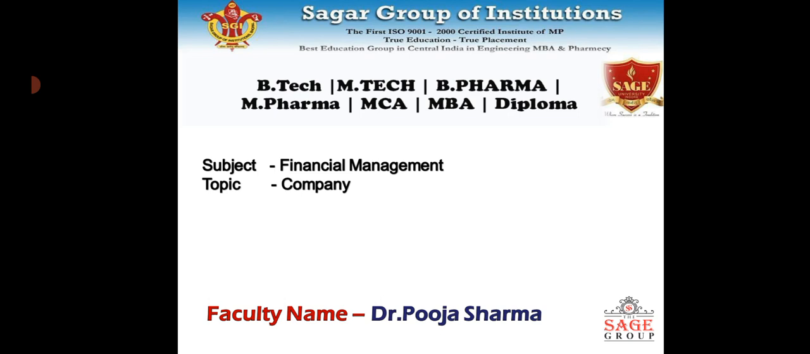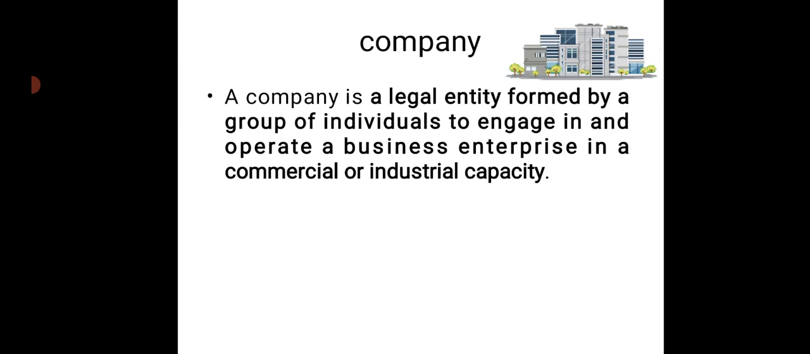Today I will discuss a very important concept, that is company. As you know, there are three forms of the business. First is sole proprietorship, second is partnership firm, and third is company. All the rules, all the accounting concepts, all the accounting assumptions, standards are made for the companies only.